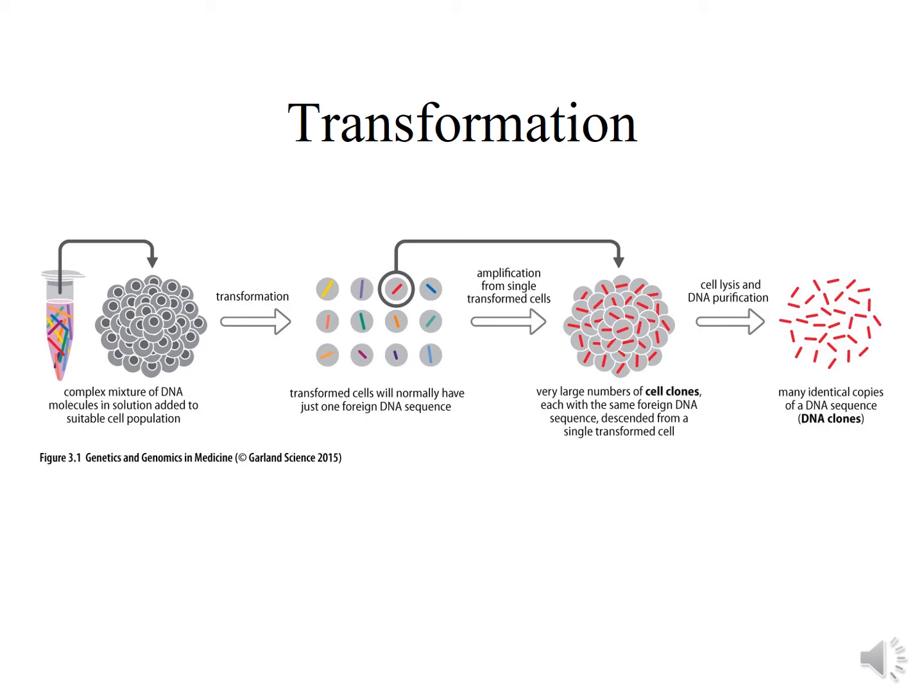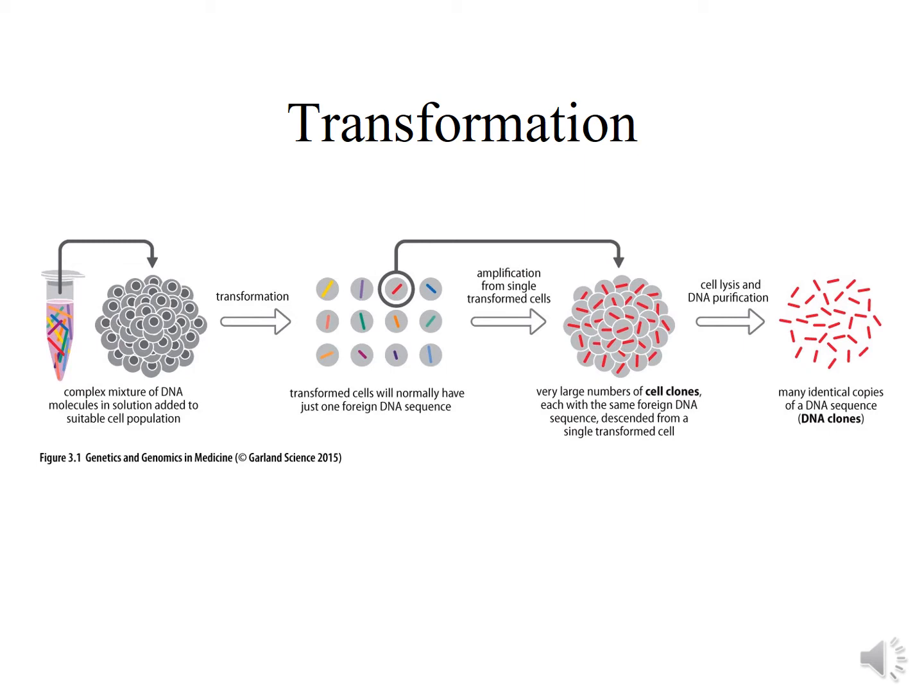Cell clones can be formed by cell division from a single transformed cell and be propagated to produce a large number of cells with an identical foreign DNA sequence that can then be purified after the cells have been broken open.